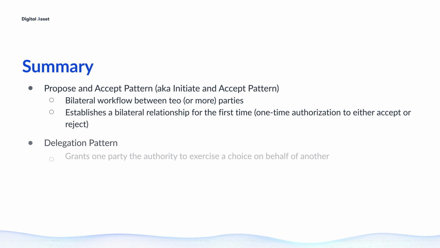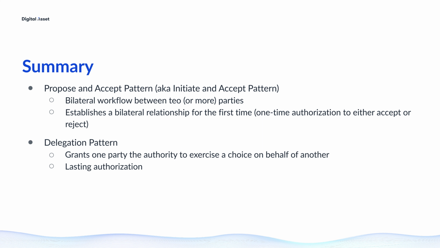This lesson focused on how to transfer the authority to act on a contract from one party to another using the propose and accept pattern, which is also known as the initiate and accept pattern, and the delegation pattern. The propose and accept pattern allows modeling bilateral agreements between two parties, while the delegation pattern authorizes the agent to exercise a choice on a contract without the principal explicitly committing the action.